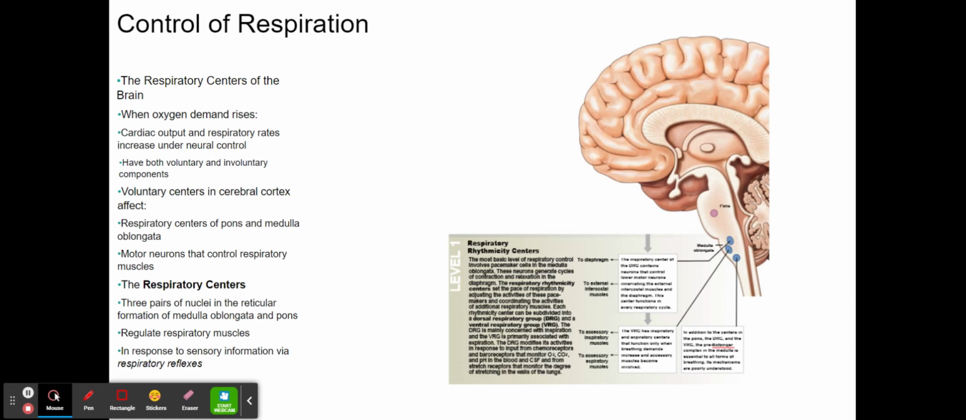The voluntary control of respiration reflects activity in the cerebral cortex. This activity affects the output of either the respiratory centers in the medulla oblongata and the pons, or motor neurons in the spinal cord that control respiratory muscles. The respiratory centers are 3 pairs of nuclei in the reticular formation of the medulla oblongata and the pons. The motor neurons in the spinal cord are generally controlled by respiratory reflexes, but they can also be controlled voluntarily through the commands delivered by the corticospinal pathway.